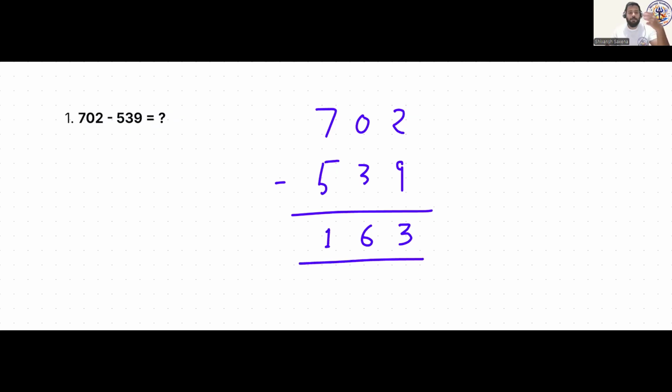Now these numbers are small. Some of us can have a genuine question that we could have done this using the carry forward method.